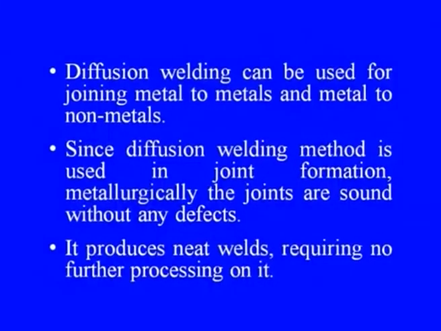Diffusion welding can be used for joining metals to metals and metals to non-metals as well. Since the diffusion welding method is used in joint formation, metallurgically the joints are sound without any defects. It produces neat welds requiring no further processing, unlike many other processes.